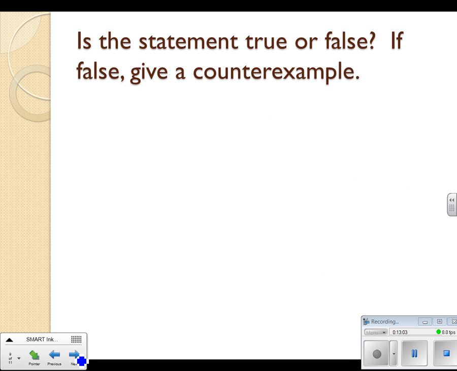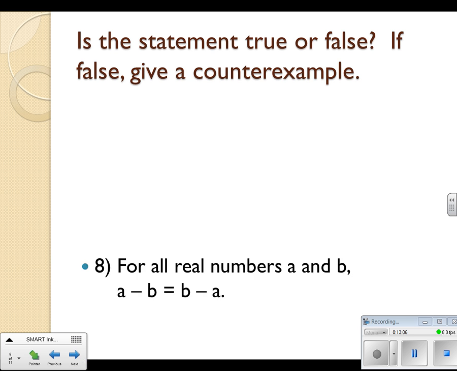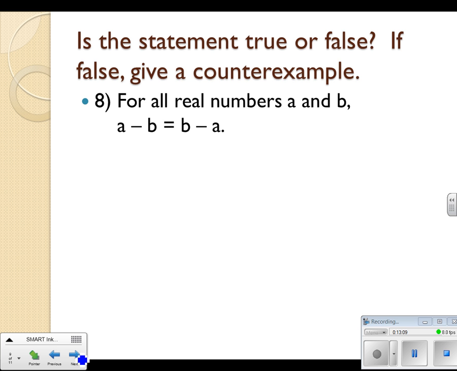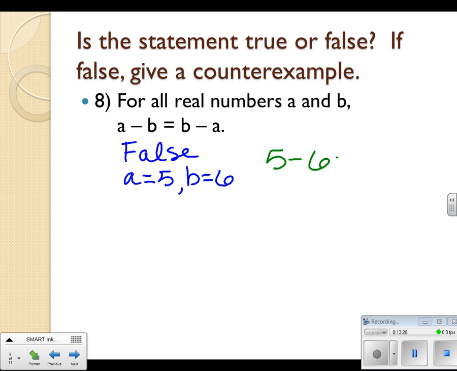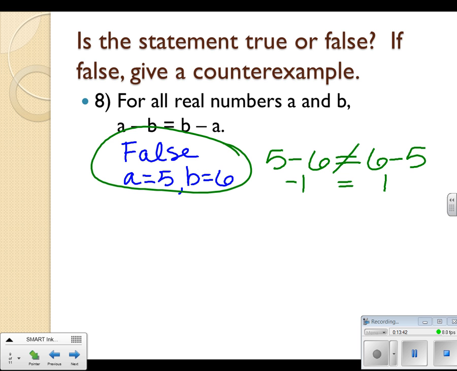Is the statement true or false? If false, give a counterexample. For all real numbers a and b, a minus b is the same as b minus a. That is false. You can check, plug in a number. Let's say a is 5 and b is 6, plug it in. So a, which I'm saying is 5, minus b, which is 6, is the same as 6 minus 5. Is that true? 5 minus 6 gives you -1, and 6 minus 5 is 1. That is not true. This is why it is false.